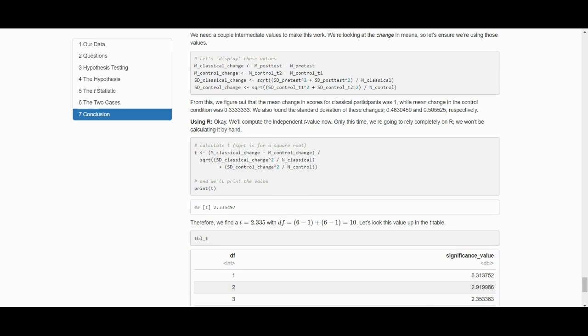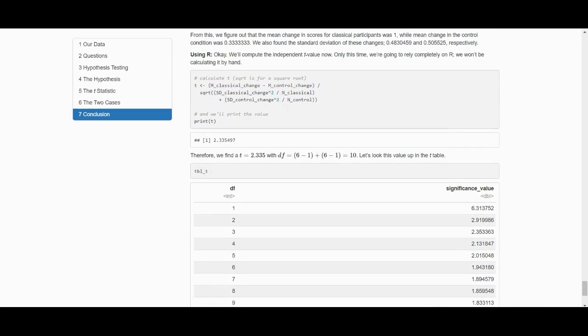But since we're looking at whether the changes between two groups were different, we need to calculate just one extra value, or at least a couple extra values. So looking at the average change across time in the classical condition, we can just take our mean well-being at post-test and subtract our mean well-being at pre-test. We can also do the same for control. And we can calculate our standard deviation, our standard error for the change in classical and control.